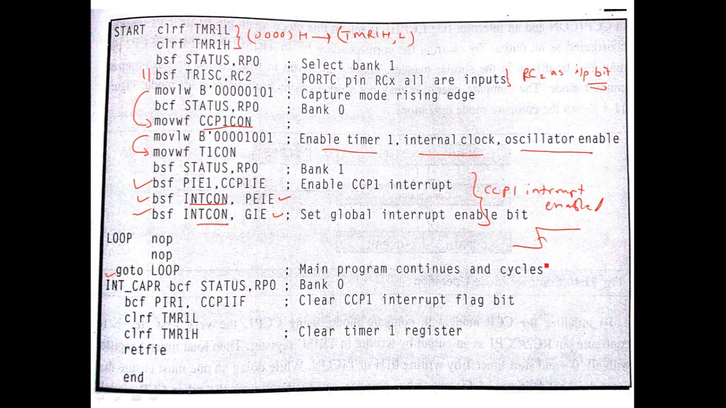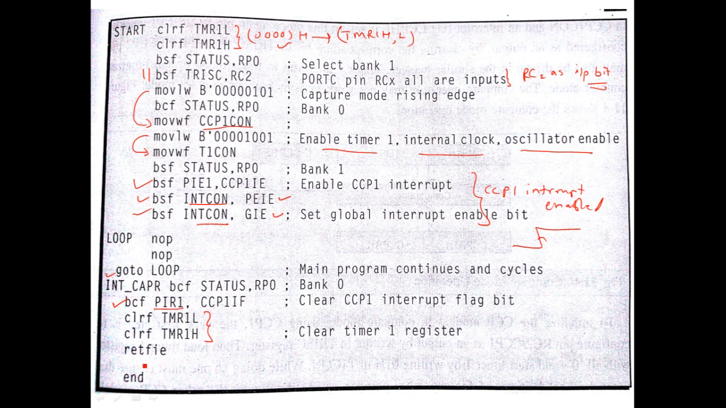Here we have seen that the count will be loaded into the CCP1 count registers and the interrupt flag will be set. So what you are doing here is resetting the interrupt flag, the CCP1 interrupt flag in the PIR register, so that it is reset for the next operation. Then again you clear the contents of the timer registers so that your timer can be restarted from 0000. And return: this is a return from the interrupt routine by enabling the interrupt.